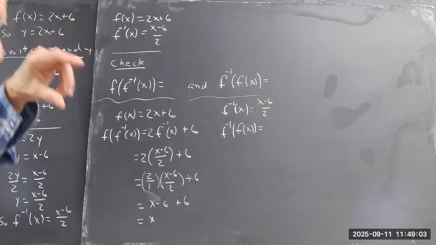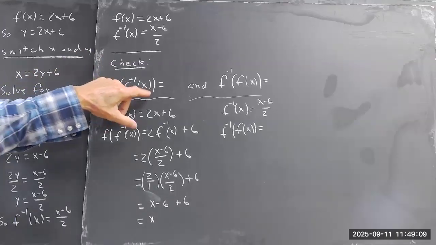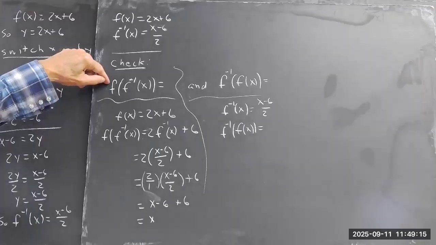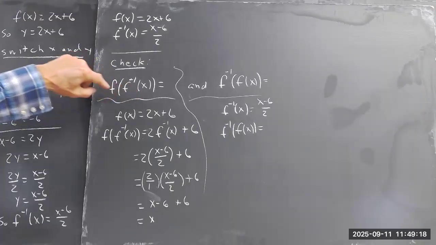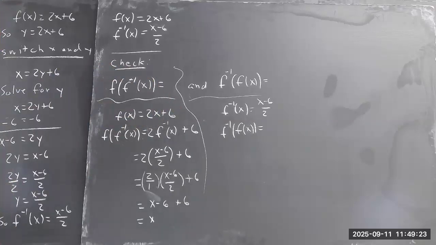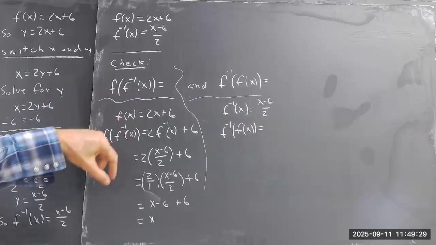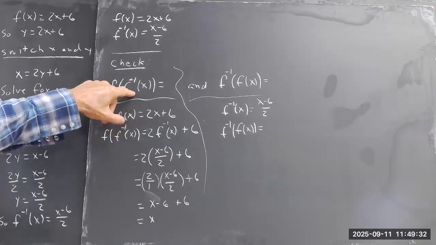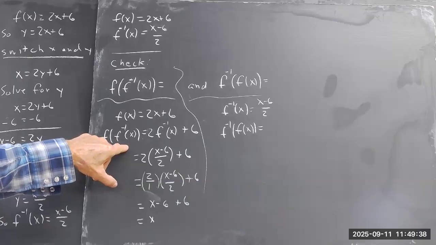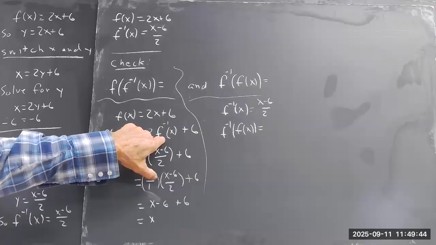But the essence of it is, what did I do here? I'm trying to do f of f inverse of x. This is f of something. f is the outer function. I write this formula for f of x, and then I replace x by whatever is in the parentheses here. f inverse of x is in the parentheses here, meaning I've replaced x by f inverse of x. So I replace all x's by f inverse of x.